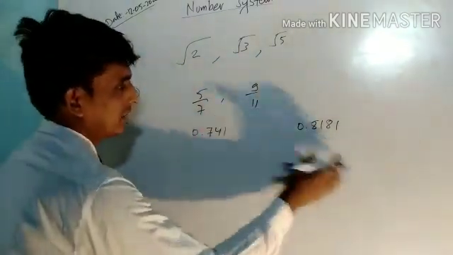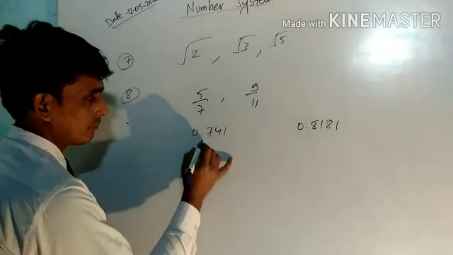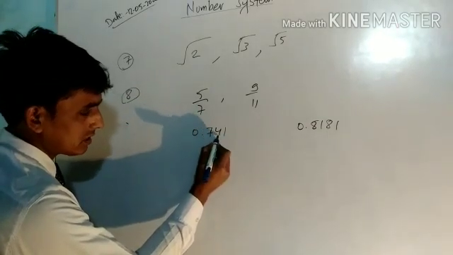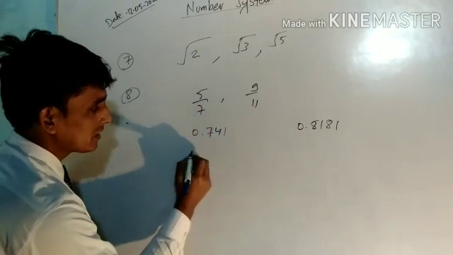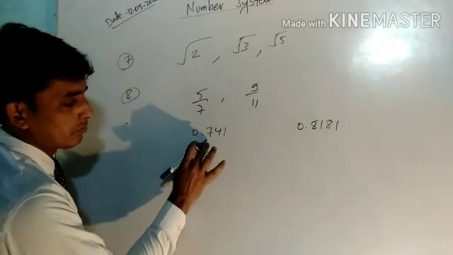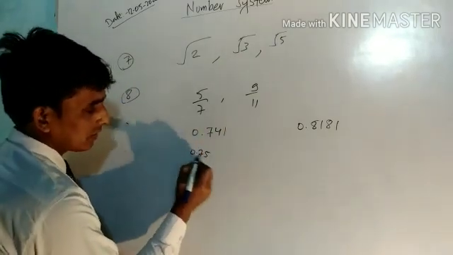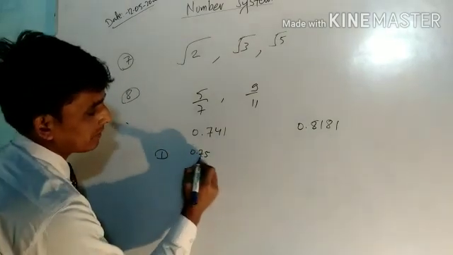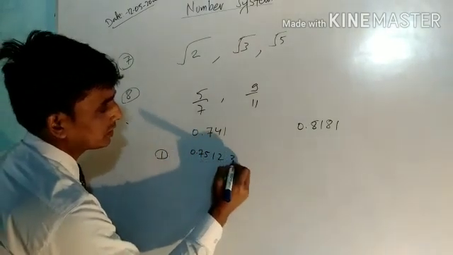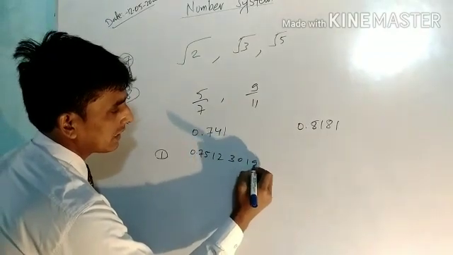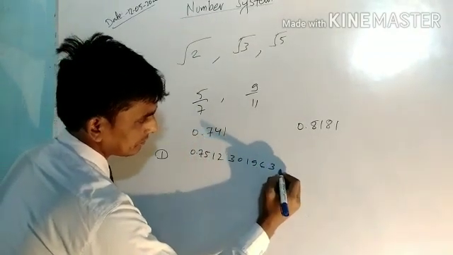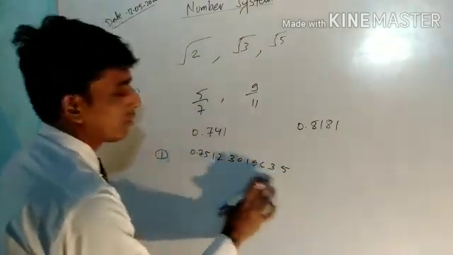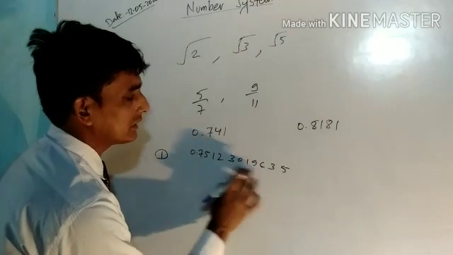Think of any number which is more than this. This is 7, this is 4, this is 1. If you write 0.75, this is more than this, and now give a decimal expansion which is non-repeating. So the first example will be 0.75, 1 2 3 0 1 9 6 3 5. You write according to your wish, any digits which are non-repeating.